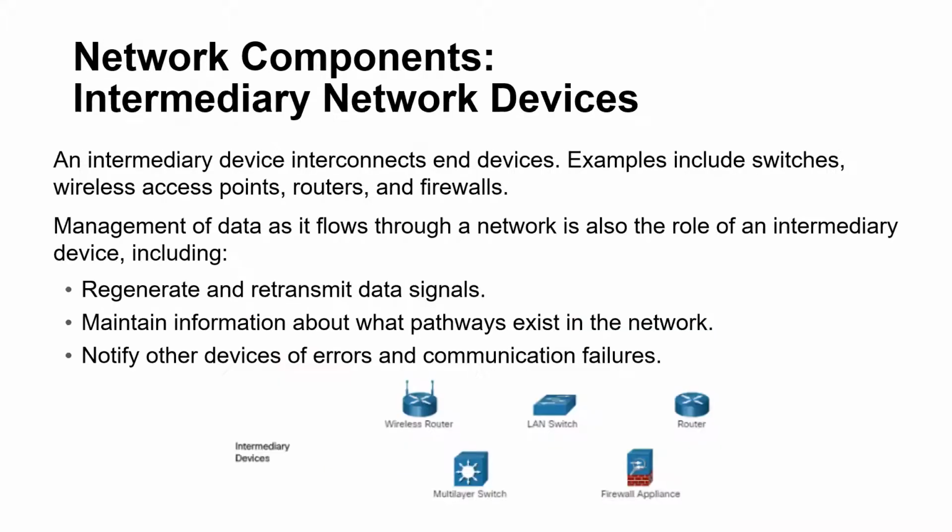The next network component is your intermediary network devices. These interconnect end devices. Some examples of intermediary network devices are switches, wireless access points, routers, and firewalls. Management of data as it flows through a network is also the role of an intermediary device, including the following: regenerate and retransmit data signals, maintain information about what pathways exist in the network, and notify other devices of errors and communication failures.